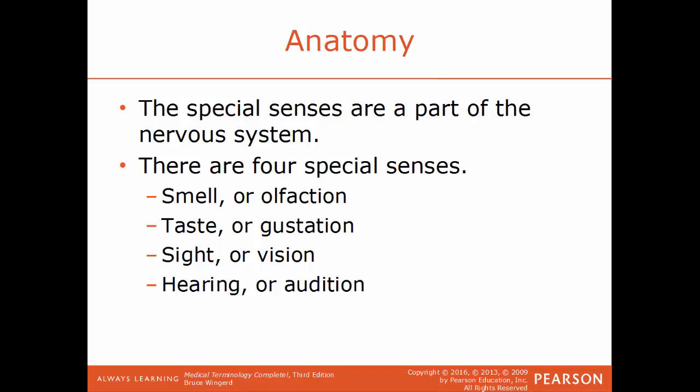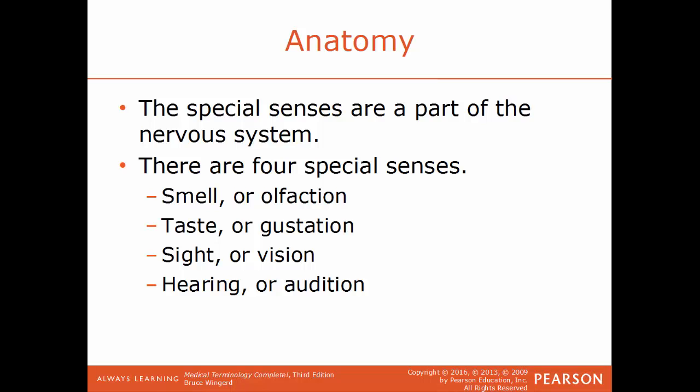Alright, now we'll go over some basic anatomy. The special senses are a part of the nervous system. And of the 5 senses that we have, 4 of them are considered to be special senses. Those would be sense of smell or olfaction, taste or gustation, sight or vision, and hearing or audition. Now these 4 are considered to be special senses because all of their receptors are centralized in one body part. So all 4 of these receptors are focused just within the head.